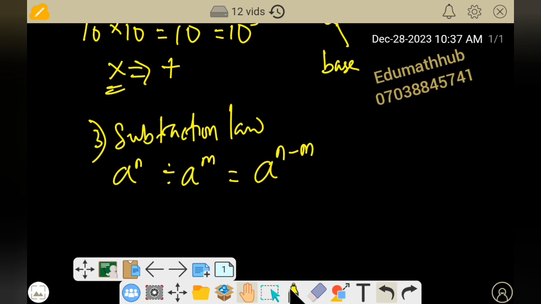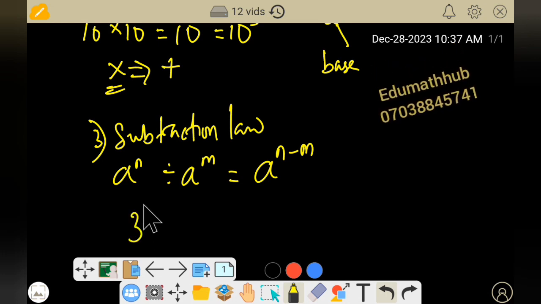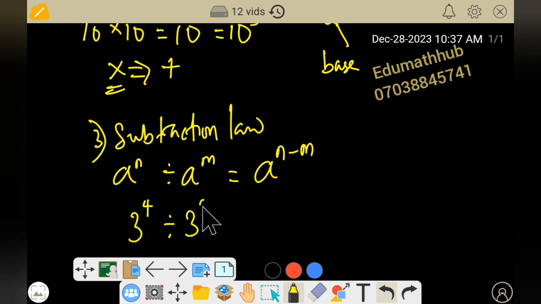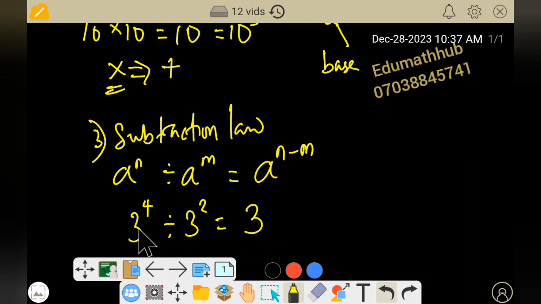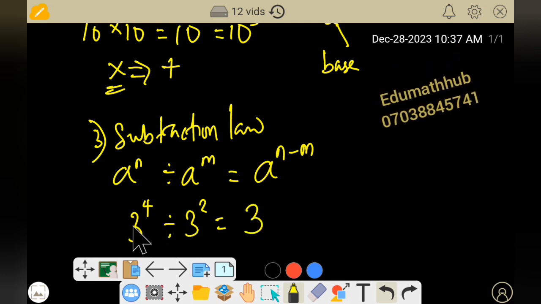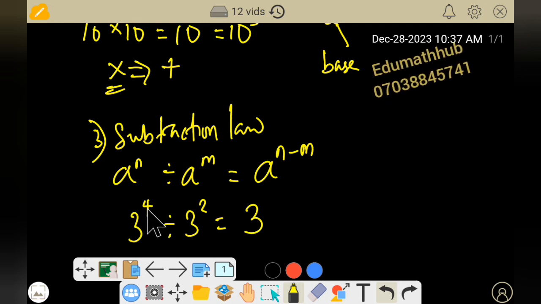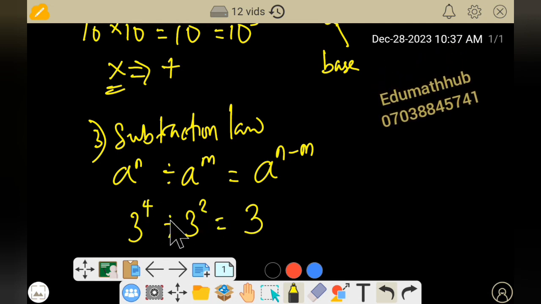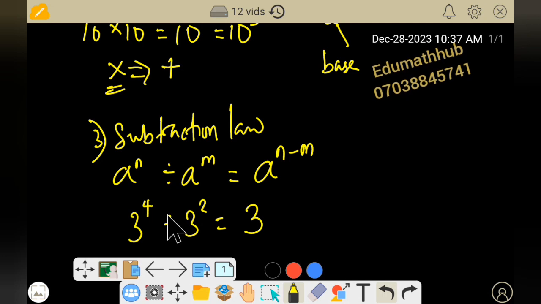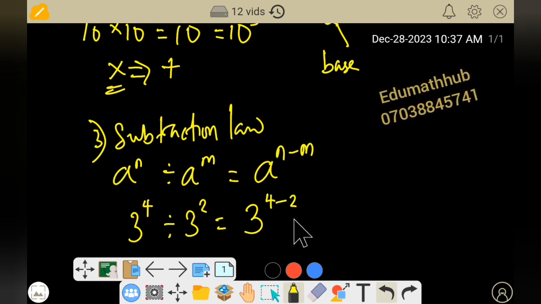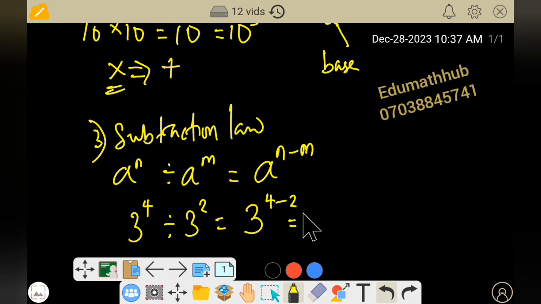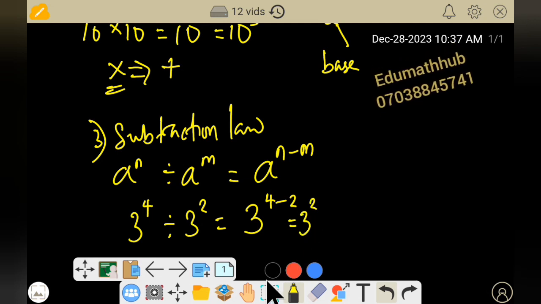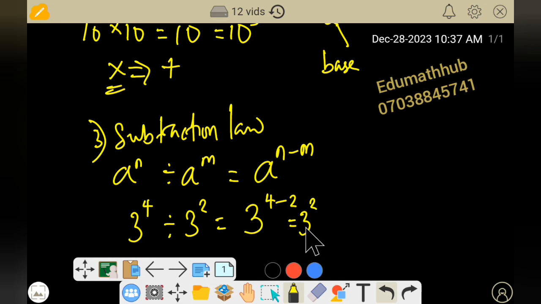An example is something like this. You have 3 raised to the power 4 divided by 3 raised to the power 2. The final answer should be 3 raised to the power... Since there's divide in the middle and the bases are the same, just pick only one. Then for the powers 4 and 2, there is divide in the middle, so just do 4 minus 2. That will give you 3 raised to the power 2, which is 9. So that's the subtraction law.